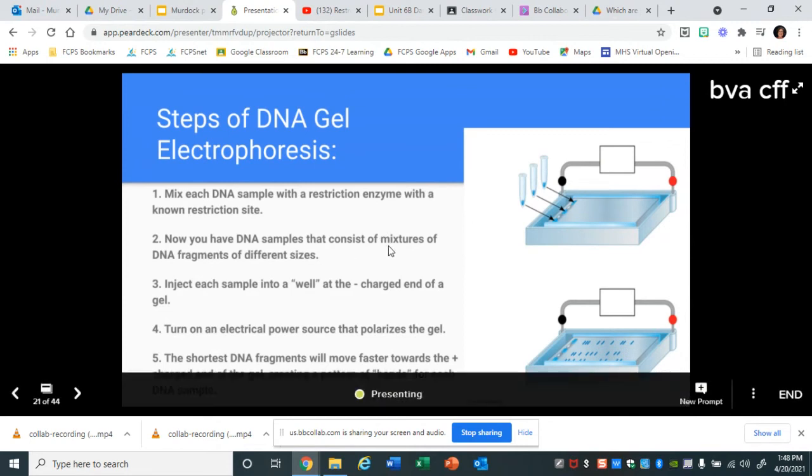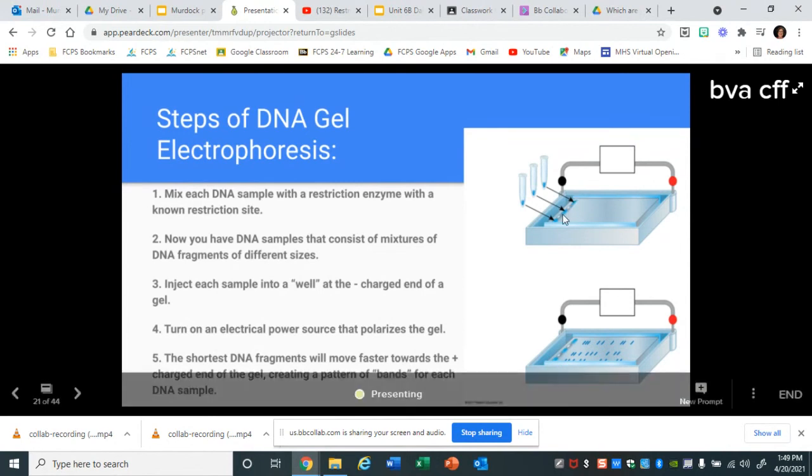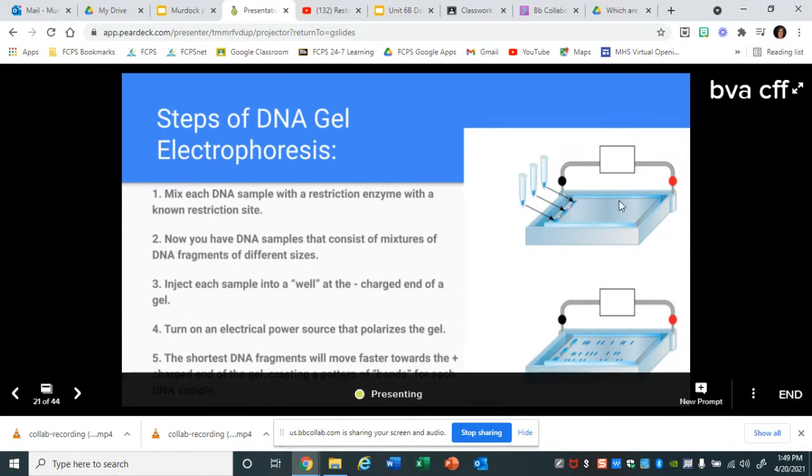So now you have DNA samples that consist of mixtures of the DNA fragments of different sizes. And they're in here. You can see my arrow there. So each one of these test tubes has a different DNA sample, and it's already been cut up into different lengths of DNA. Then you inject each sample, this is the really cool part that I wish you guys could do, with those micropipettes into these little holes in this hard jello stuff that I'll let you guys see in a minute, okay? And you put them in these holes, and then the gel is immersed in this bath with a buffer in it.